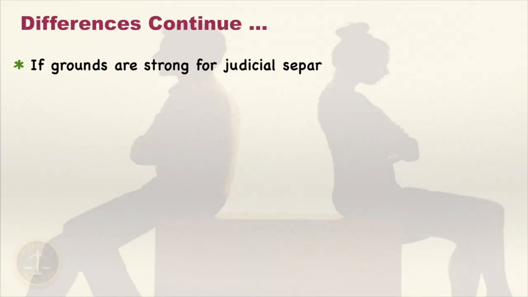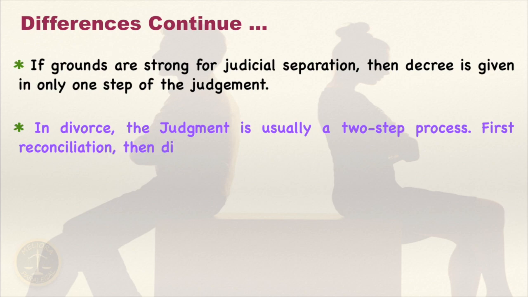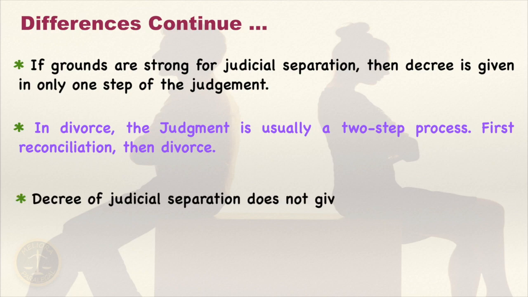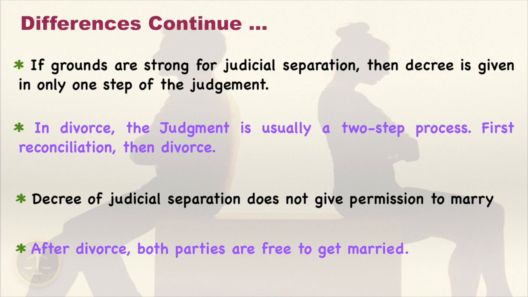Next, if grounds are strong for judicial separation, then the decree is given in only one step of the judgment. It means if you have presented a substantial ground for judicial separation, you don't need to keep visiting court again and again. Rather, you will get the decree at the very first hearing. On the other hand, in divorce, the judgment is usually a two-step process, that is, reconciliation, then divorce. Next, a decree of judicial separation doesn't give permission to marry. It means if you get the decree of judicial separation, you cannot marry. On the other hand, after divorce, both parties are free to get married. So here you have all the freedom, whatever you want to do.